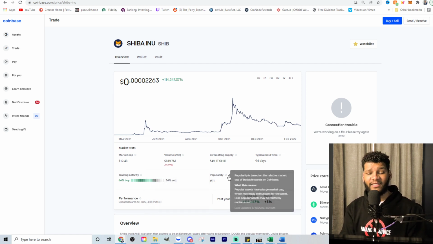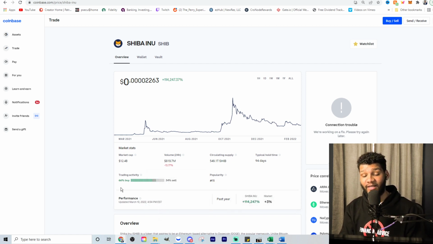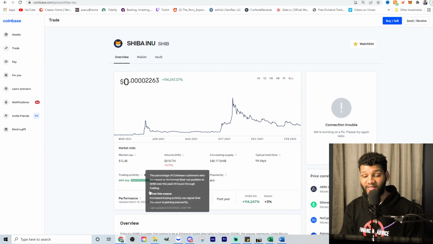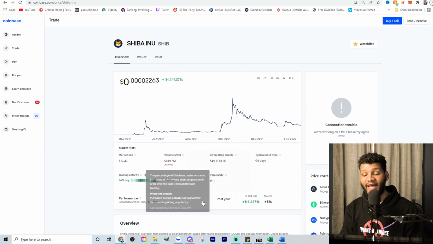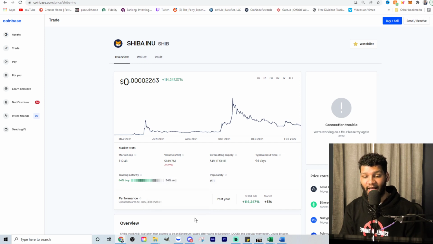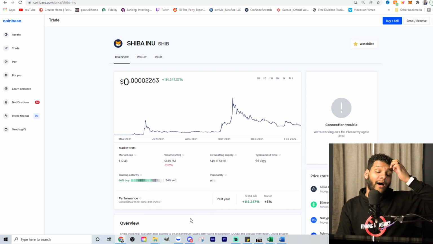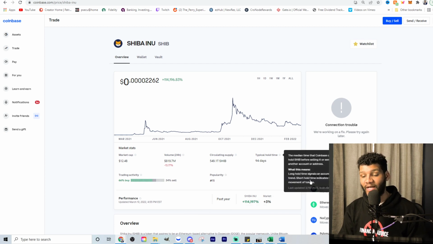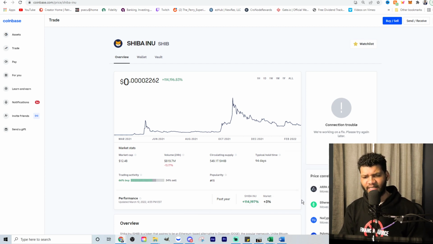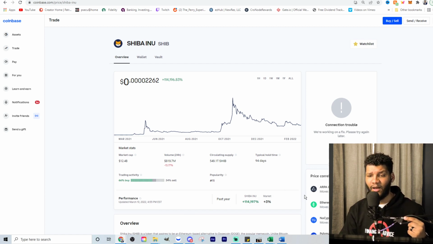If you look at the popularity, it's still 11th. You can see the trading activity is buy versus sell, 66% buy versus the 34% sell. Volume is down. It's at $819 million worth of volume, which is still a lot of volume. But the market cap is at $12.4 billion. And the typical hold time has decreased from what I saw. It's at 93 days of typical, or 94 days of typical hold time.